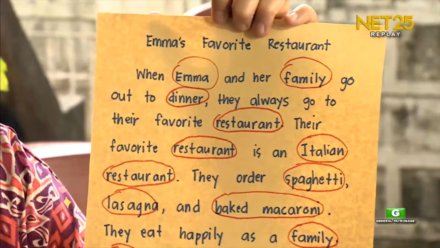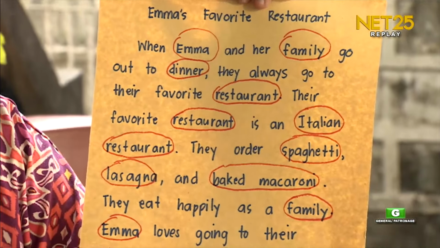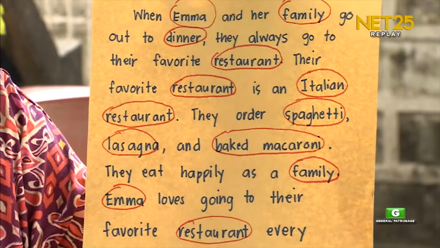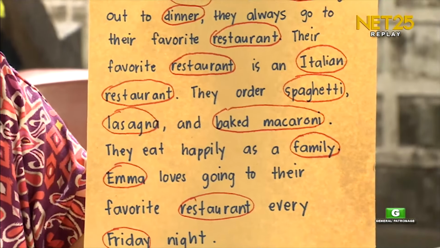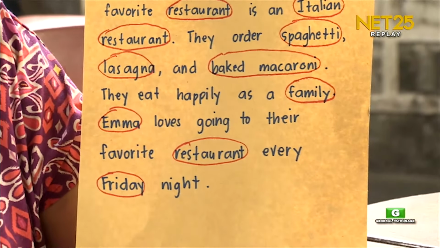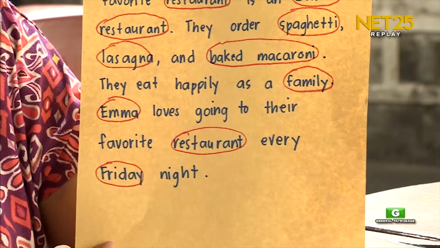When Emma and her family go out to dinner, they always go to their favorite restaurant. Their favorite restaurant is an Italian restaurant. They order spaghetti, lasagna, and baked macaroni. They eat happily as a family. Emma loves going to their favorite restaurant every Friday night.